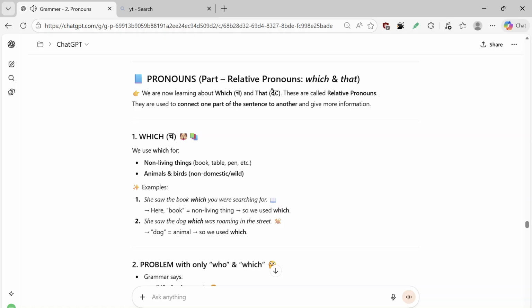Examples. 1. She saw the book which we were searching for. Here, book equals non-living thing, so we used which. 2. She saw the dog which was roaming in the street. Dog equals animal, so we used which.